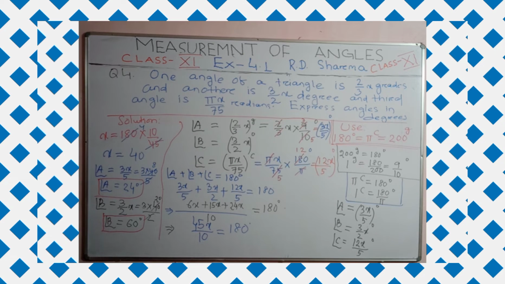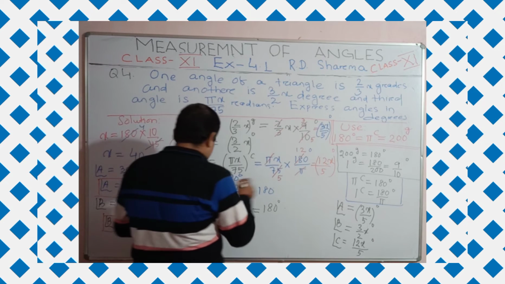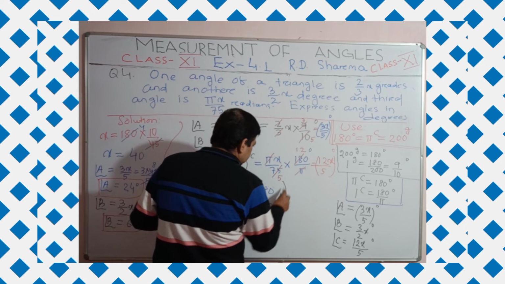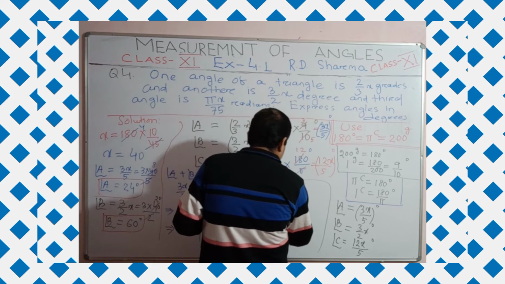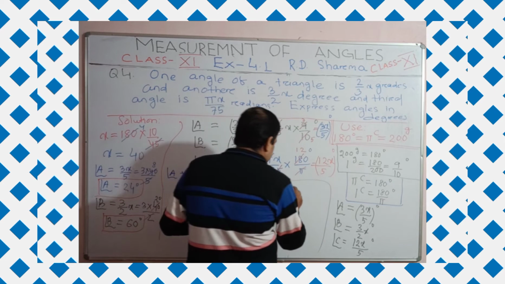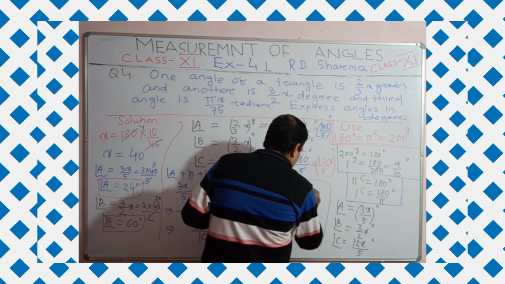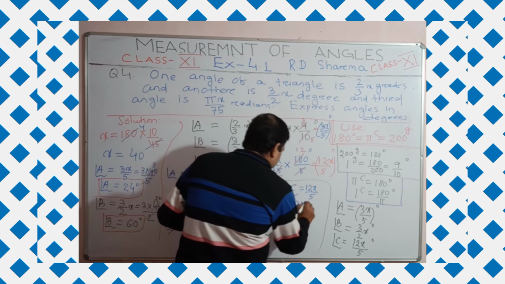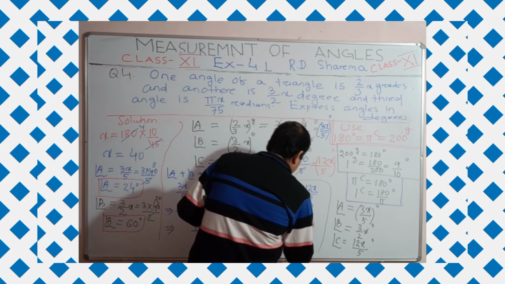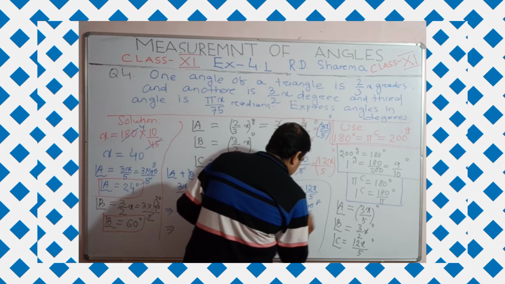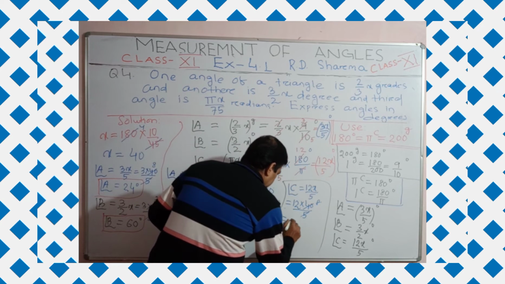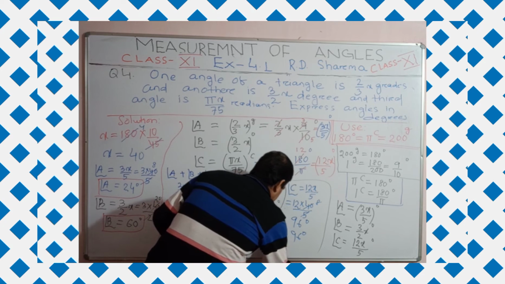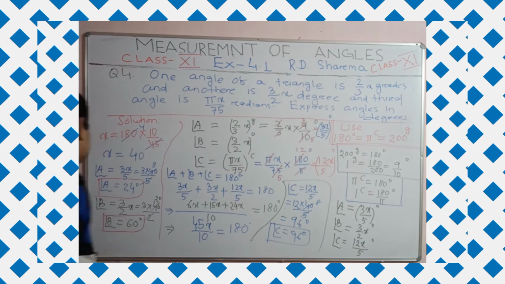And angle C. Let's find out angle C here. You see, angle C is given as 12x upon 5. 12 into x value 40 by 5. Here 5 eights are 40, and 12 eights are 96. 96 degree. Hence angle C will be 96 degree. Understand? Okay.